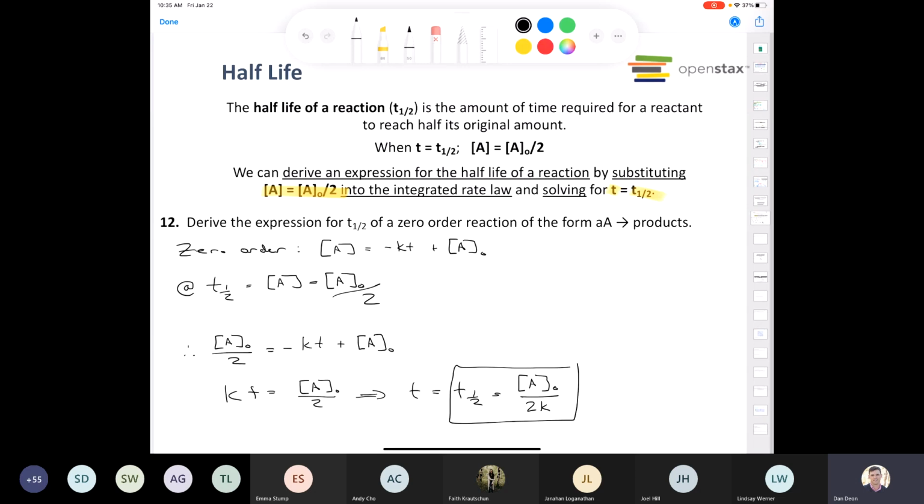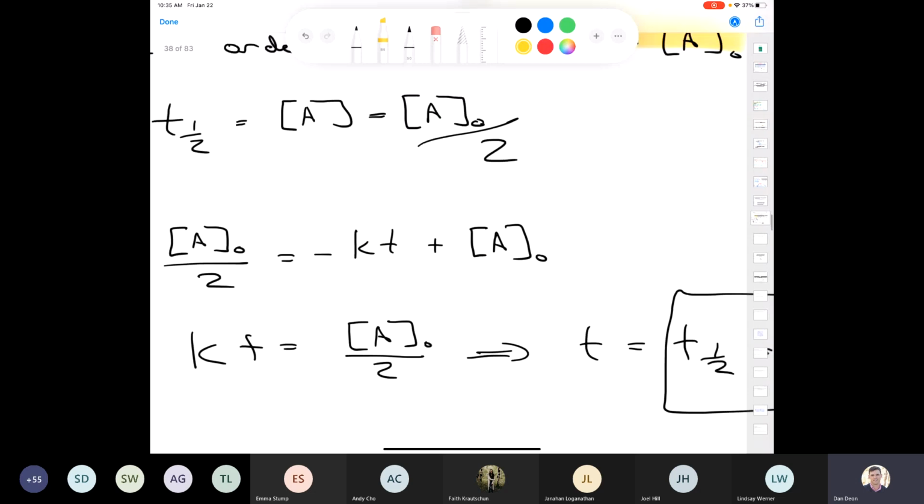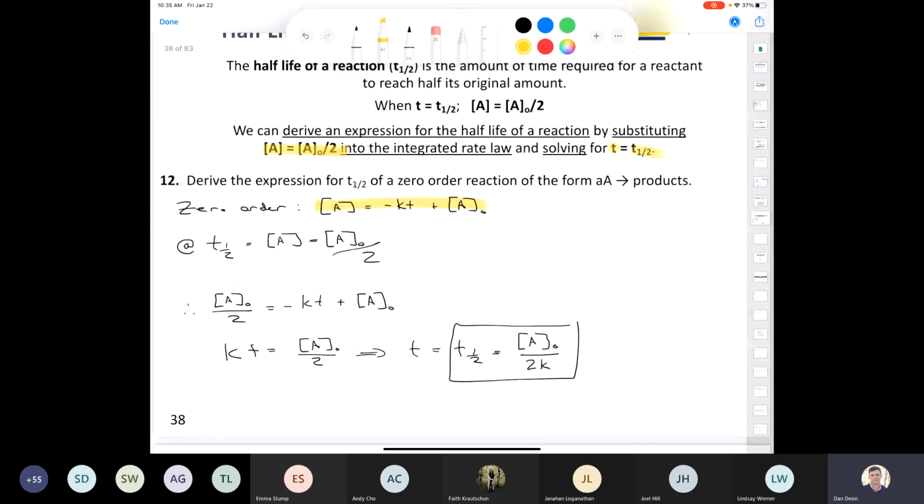You should be able to do this on an exam. If you see this equation, you should say, okay, I know that's a zero-order integrated rate law. If I need to calculate the half-life, I'm just going to substitute in the initial concentration divided by 2 for the concentration at the half-life, and you should be able to derive this equation.